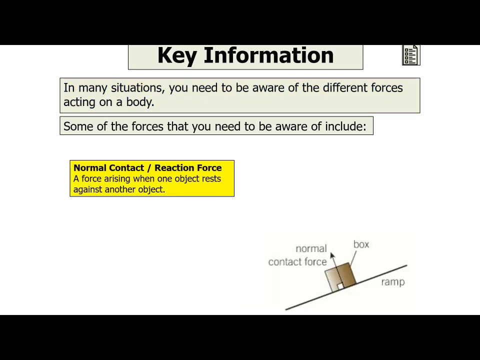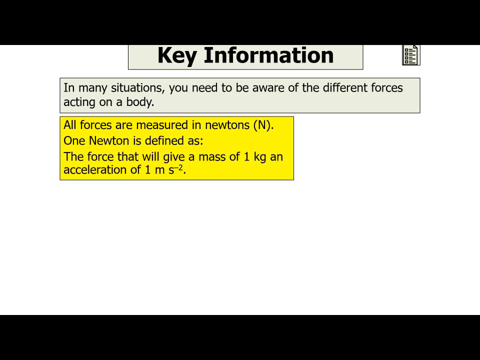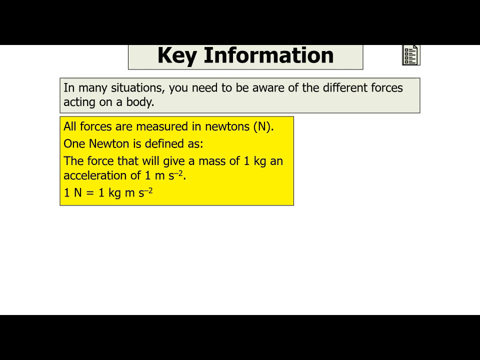And we have the normal contact or the reaction force, which is a force arising when one object rests against another object. Now, this force comes from Newton's third law of motion, and this force always acts perpendicular to the surface. Now, all forces are measured in newtons. Now, 1 newton is defined as the force that will give a mass of 1 kilogram an acceleration of 1 meter per second squared. So 1 newton equals 1 kilogram meter per second squared.